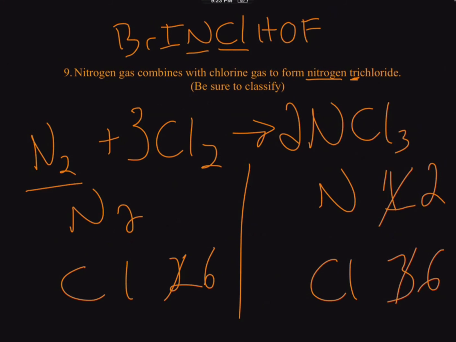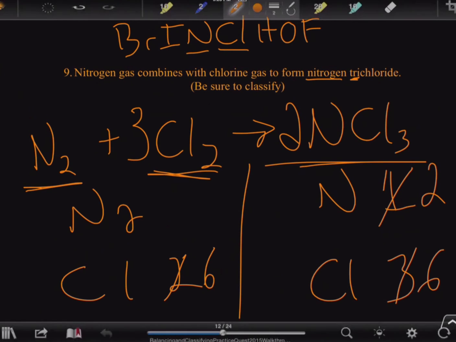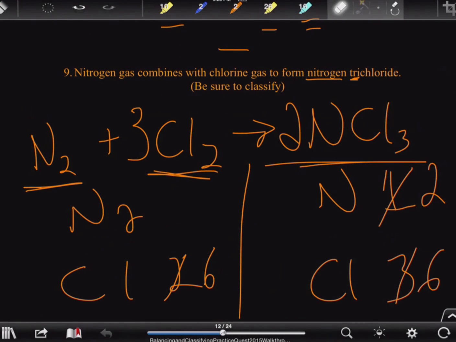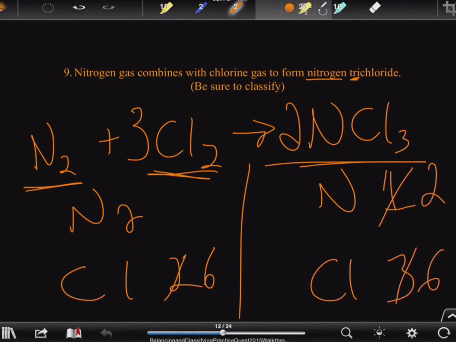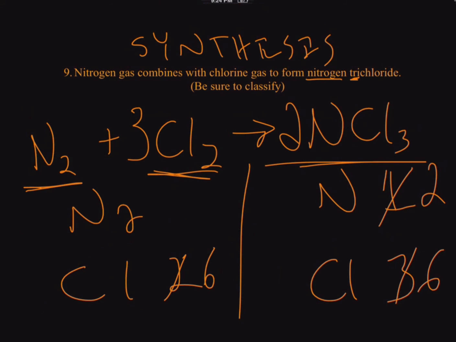This reaction has 2 reactants, 1 product. Anytime you have 2 reactants and 1 product, you are talking about a synthesis reaction. Synthesis means combining. So when you have multiple reactants and only 1 product, it's called a synthesis reaction.